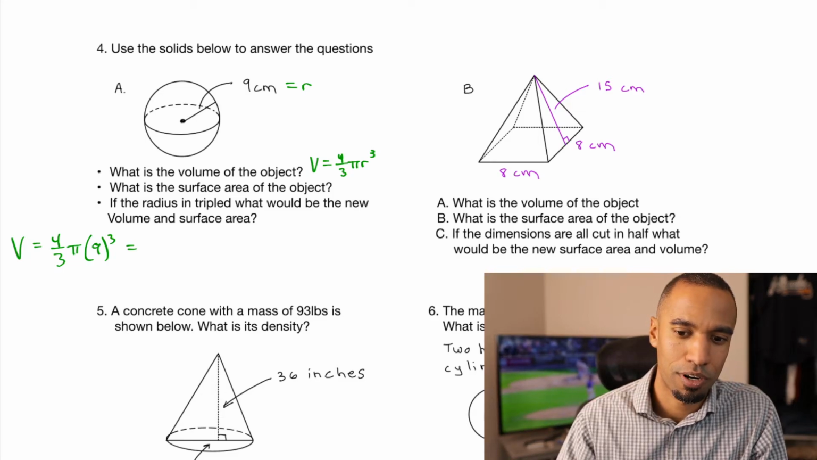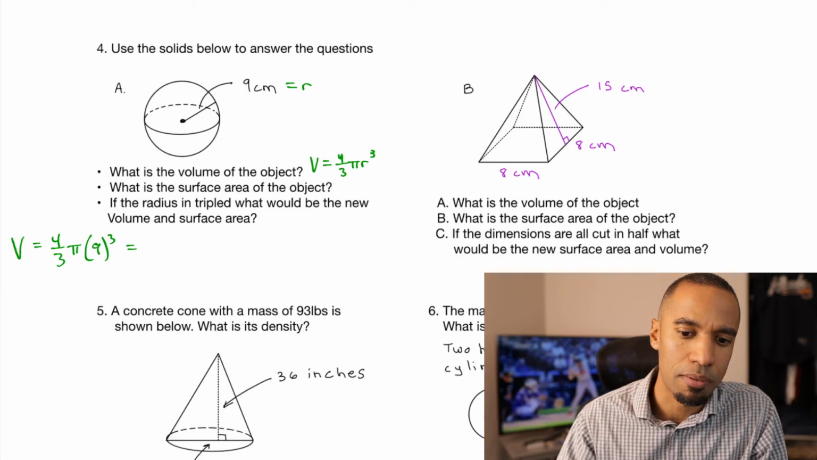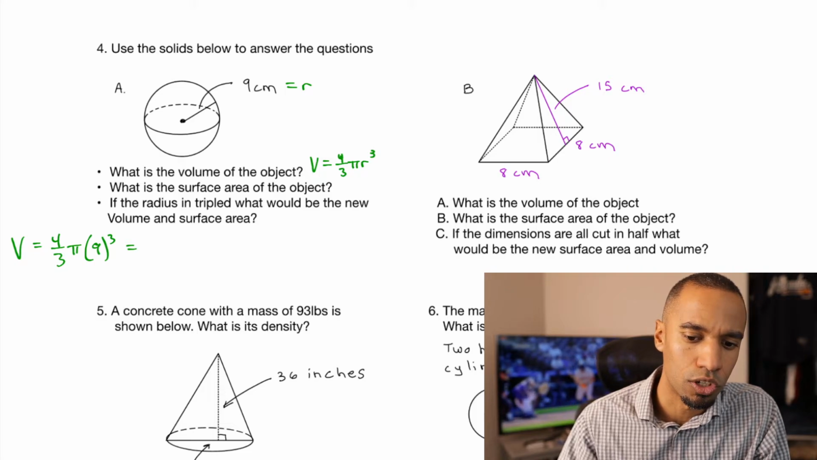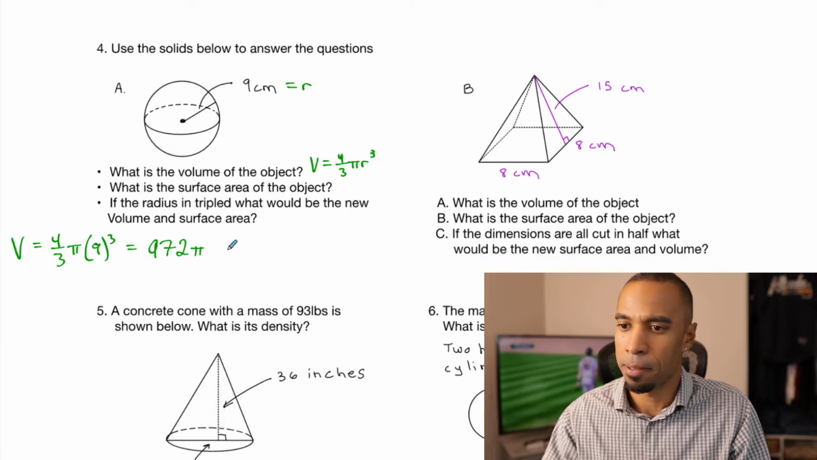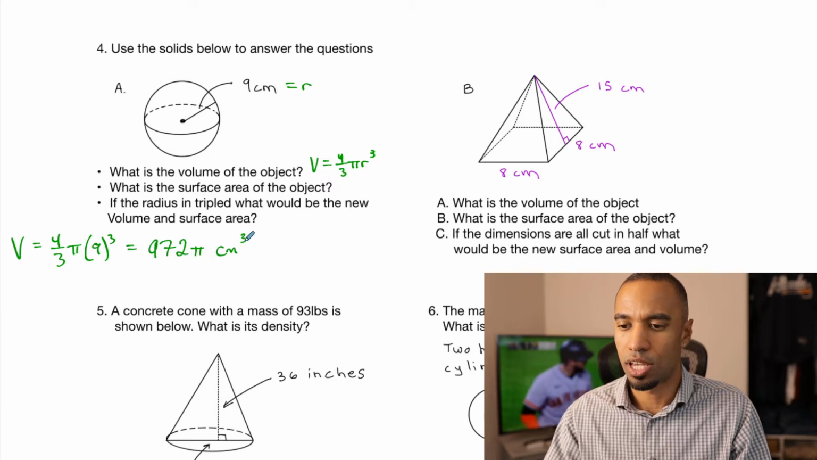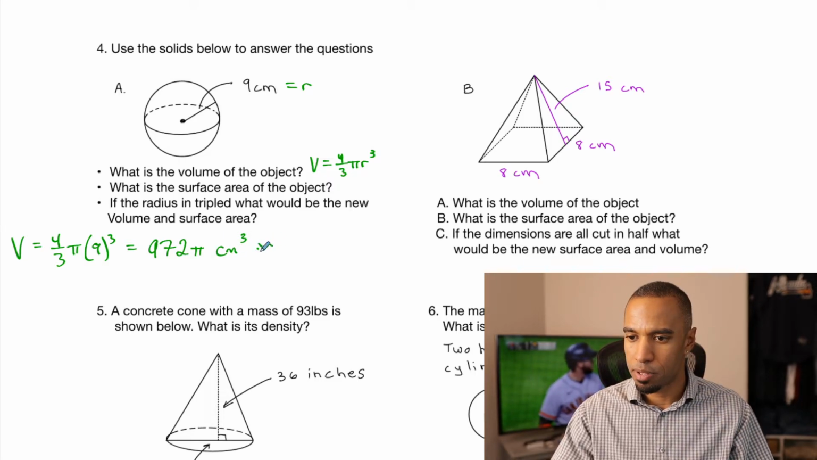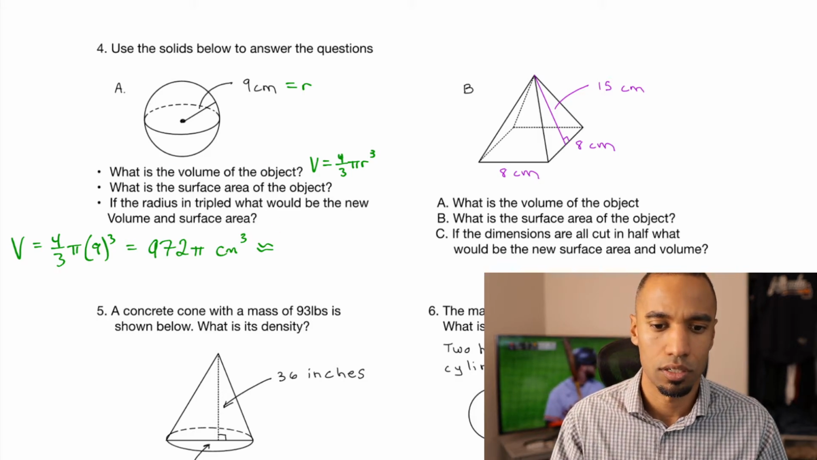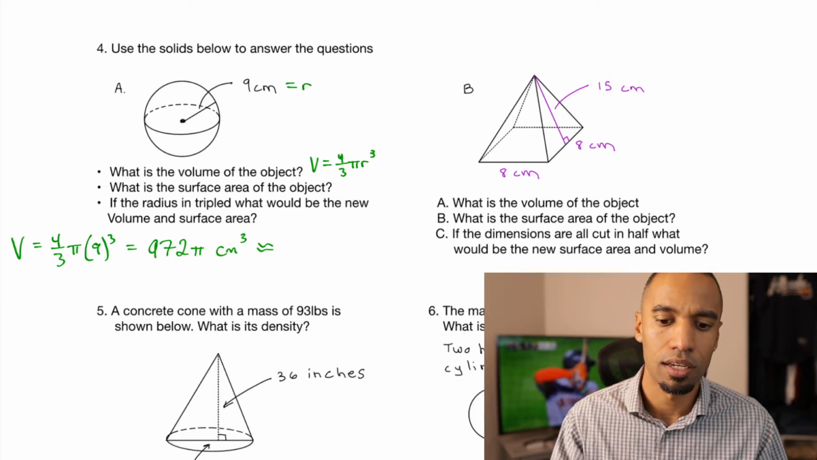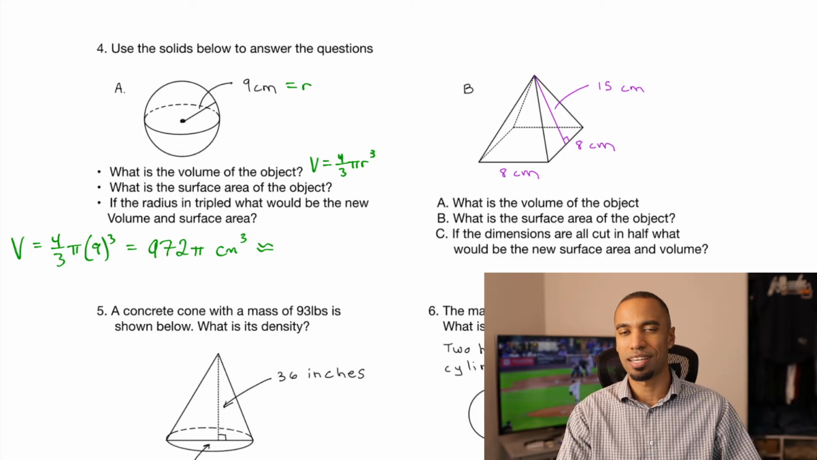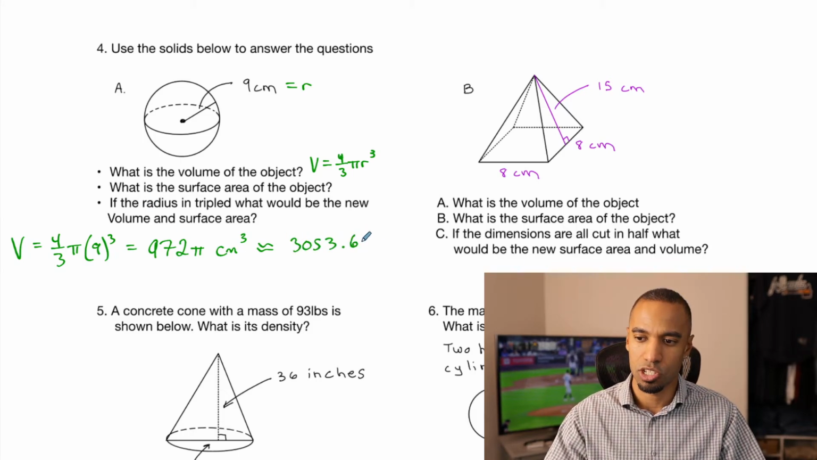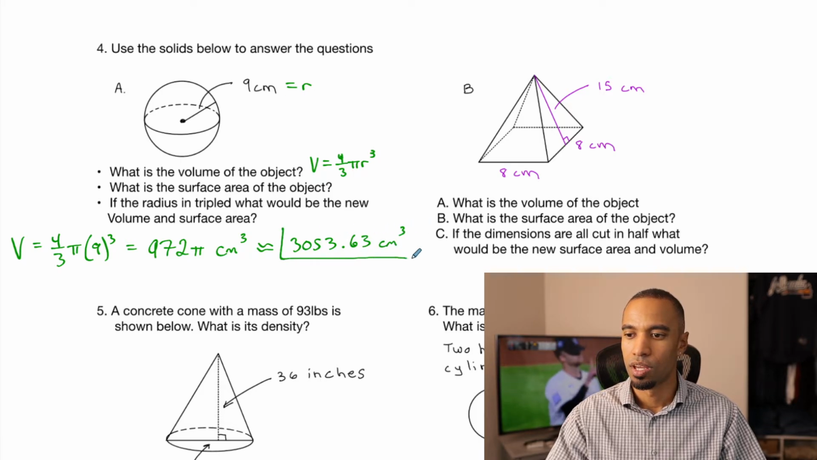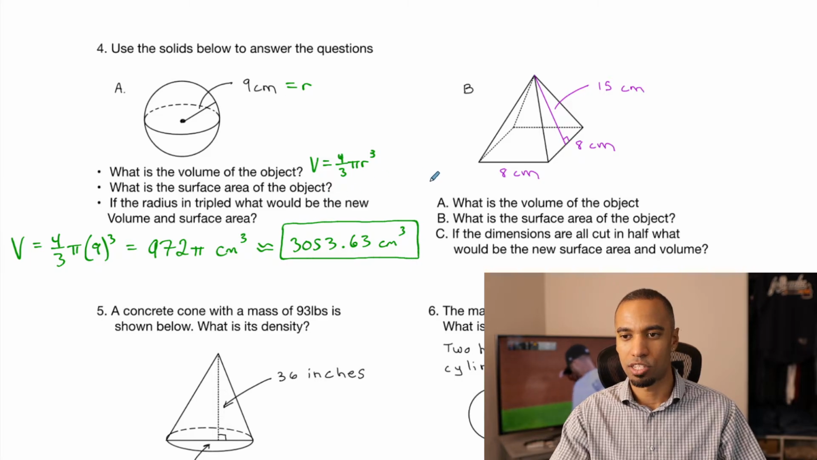4/3, sorry, you're not looking at this, times 9 cubed. 972. Okay, so 972 pi cubic centimeters. Now I'm going to go ahead and round that because I said I'm going to round everything. So times pi. I'm getting 3053.628. So 3053.63. Everything's been rounded up so far. I hope you know how to round. So there's the volume of that sphere.